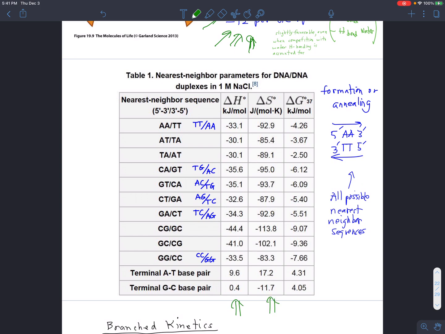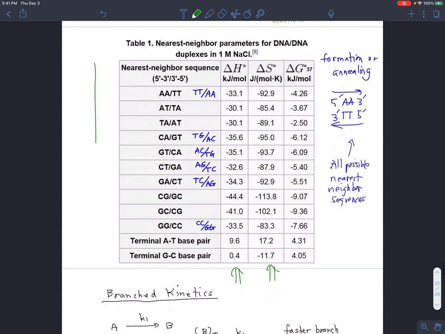And the delta S's also agree qualitatively with the numbers in this table, which give the delta H, delta S, and delta G of annealing, remember. This is for the formation of duplexes.